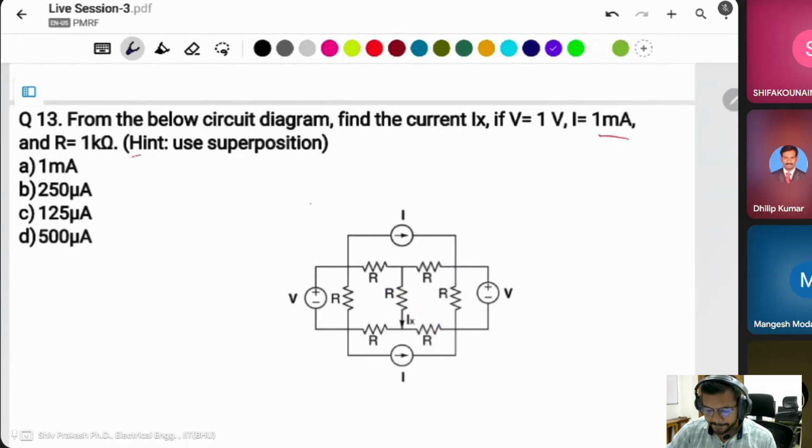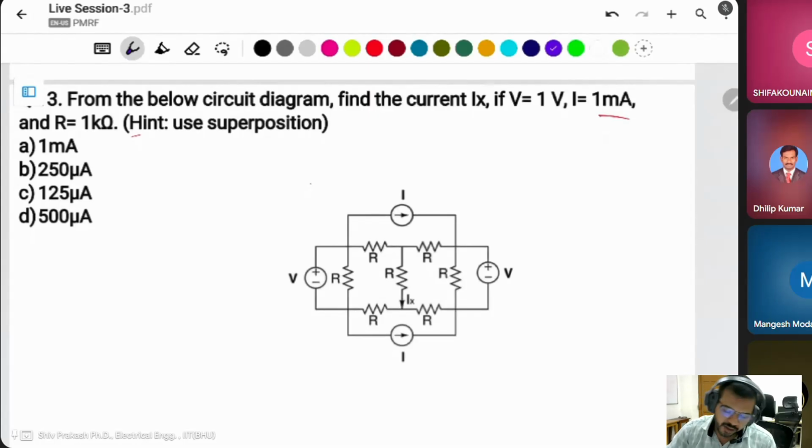Okay, then how can you find it? It is given to use superposition. You know about the superposition theorem? It means remove all the sources, apply only one at a time, then find the current Ix. Then apply the second one, remove the first one also, then find the current, like that.